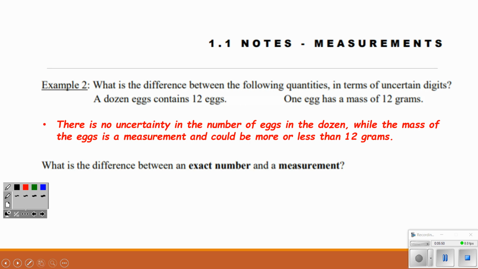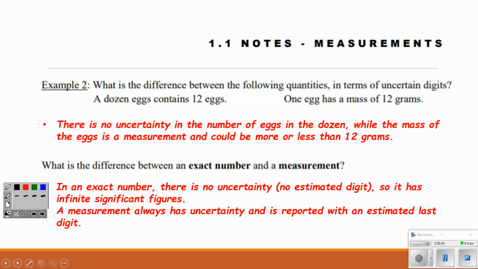So what is the difference between an exact number and a measurement? An exact number has no uncertainty. There's no estimated digit, so it has an infinite amount of significant figures. For example, there are 24 chairs in this classroom. There's no uncertainty there. You can count 1 through 24. Whereas a measurement always has uncertainty and is reported with an estimated last digit.